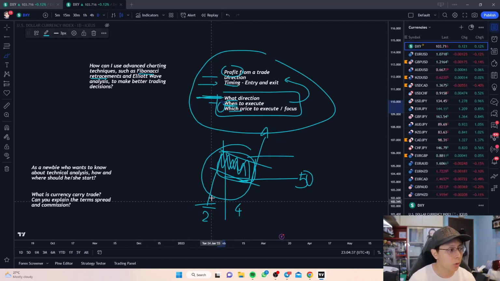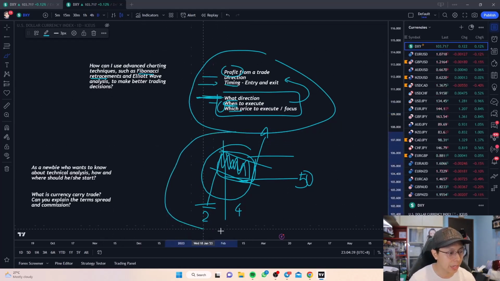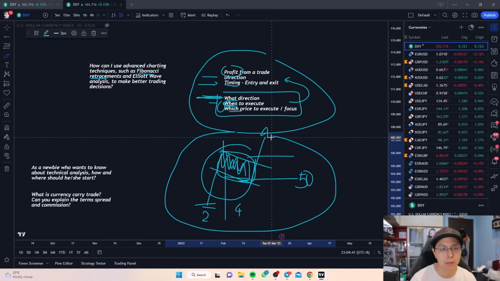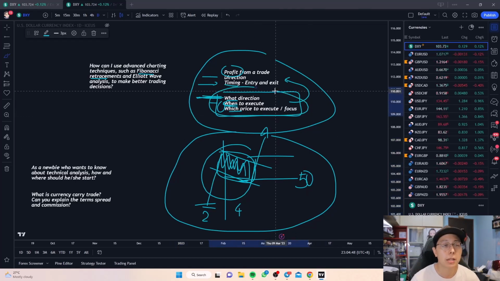I hope the example I've given you kind of gives you the idea of how Fibs and Elliott Wave can come in to answer these three parts. But it doesn't necessarily mean you need to use Elliott Wave and Fibs, because any other strategy, as long as it can answer these three, you're good. I hope that helps.